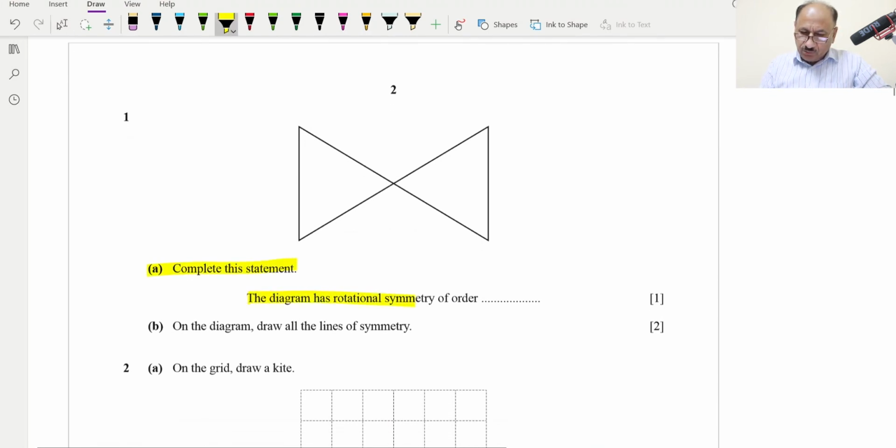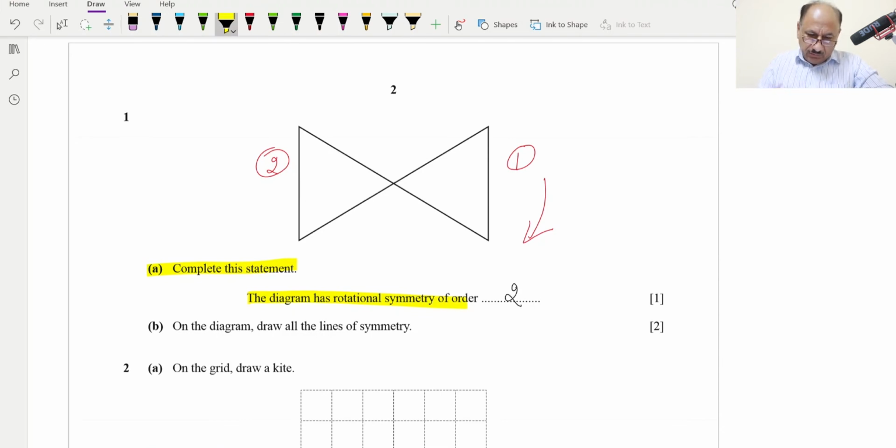The diagram has rotational symmetry of order blank, and we have to check the rotational symmetry. If we rotate this drawing clockwise or anti-clockwise, we'll be getting the same positioning at two locations. 1 and 2 will be having the same position, so it will be having rotational symmetry of order 2.